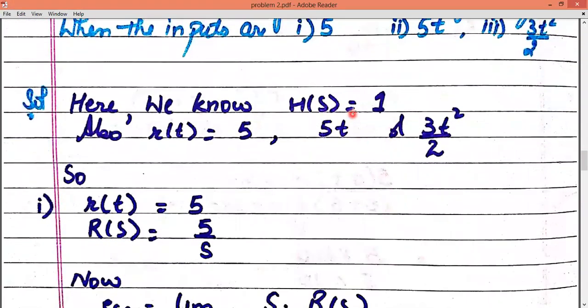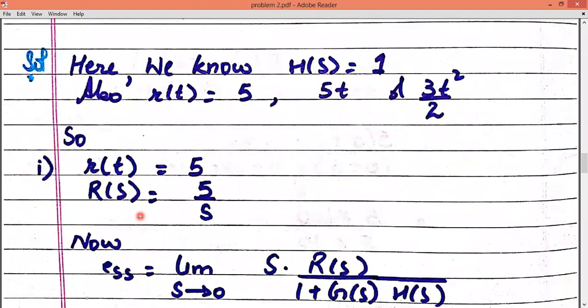Here again we have given the unity feedback, so we'll consider H of s equals 1. We'll do it one by one now. We can do it combinedly also, but we'll do one by one. So here the first signal r of t is 5. We need to find the Laplace. So what we did, R of s will become 1 by s.